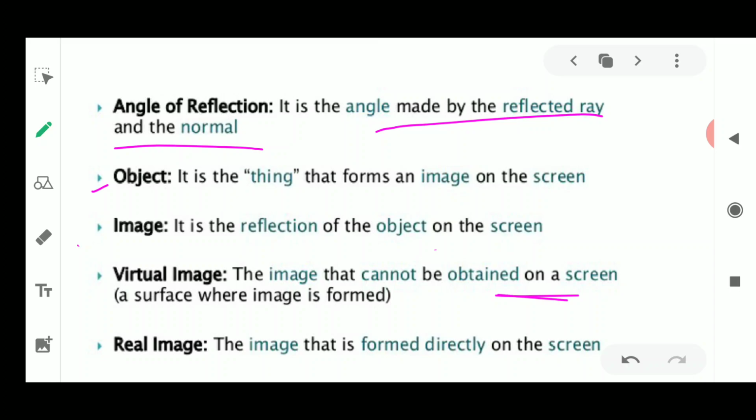The mirror image is a virtual image, the water image is a virtual image, and any shiny surface which forms your image will give a virtual image. But if you think about the real image, what is this? A real image is formed directly on the screen. So once it is obtained on the screen, it is known as the real image.